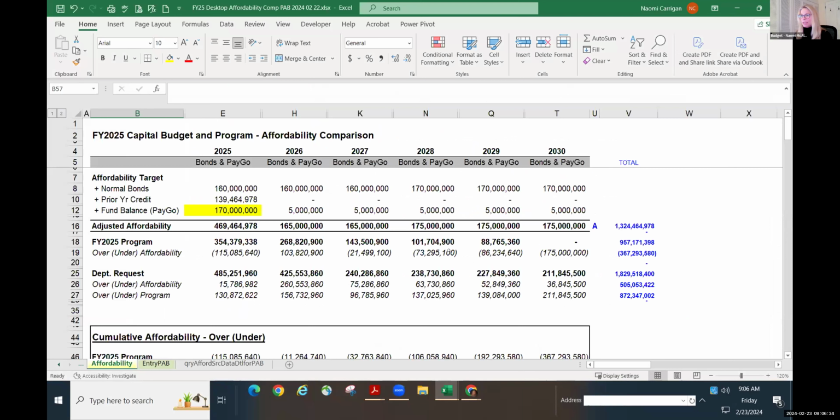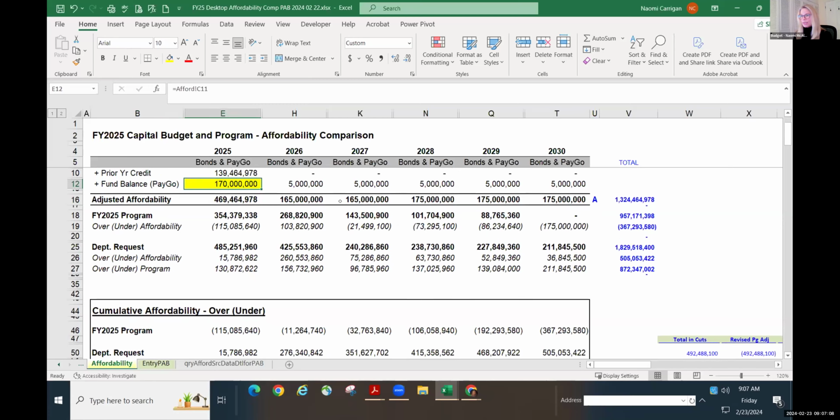So just to start, in looking at the general county fund, if you recall this screen, it's the affordability comparison. What it does is it looks at the bonds and pay-go and the county's affordability for the budget and capital program. As you recall, we started out with 160 million in bonds, and then we had slightly increased it to 170. I did want to share with you that Huja has tweaked his revenue numbers, and he says that there's 10 million more available in pay-go, which is great.